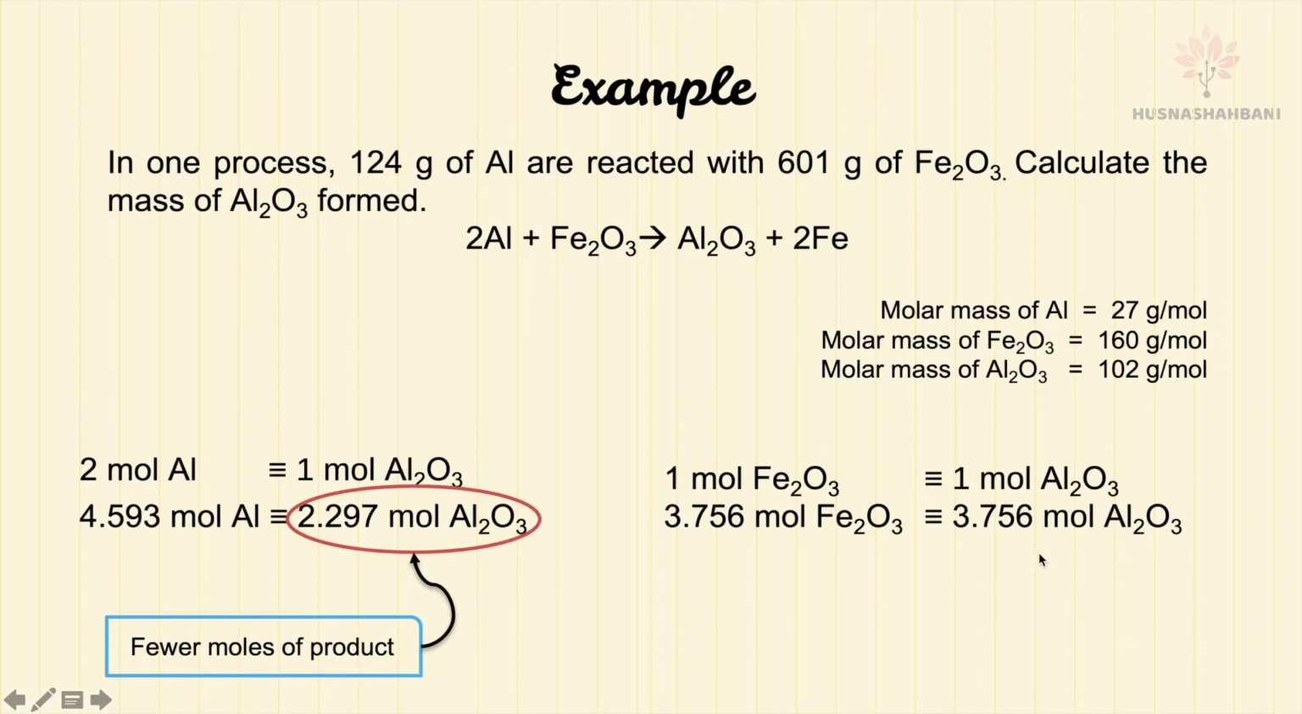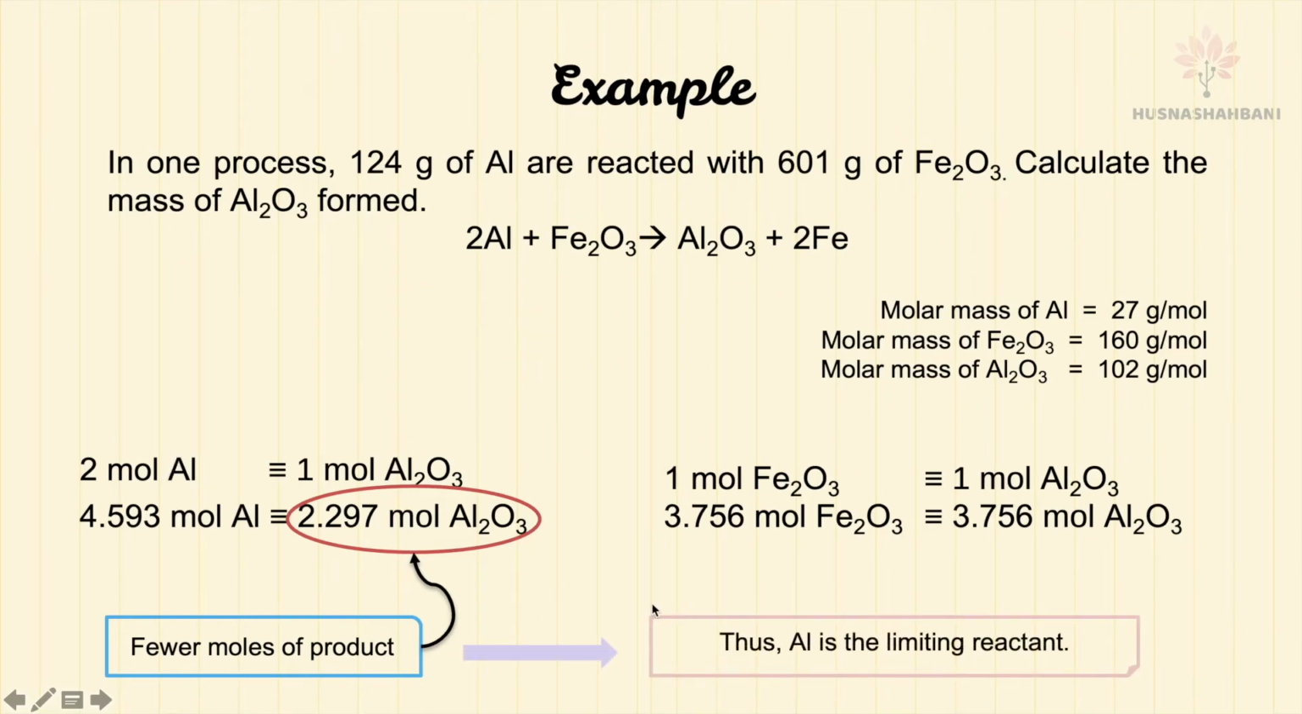2.297 is less than 3.756. The number of mole when you compare with Al is less than when you compare with Fe2O3. So the one that has less number of mole of the product is the limiting reactant. Means Al is the limiting reactant. That's how you identify the limiting reactant: the one that produces fewer number of moles of product.